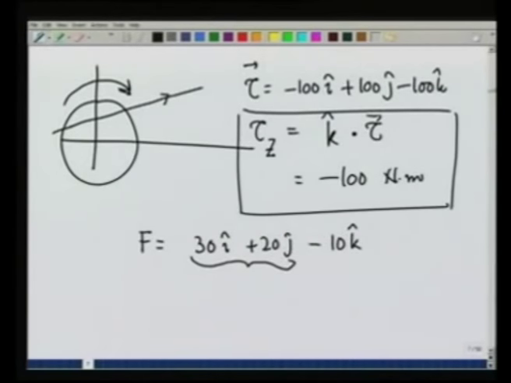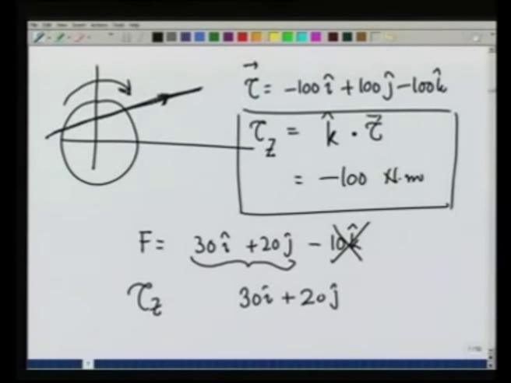So, it is only these two components, or the force in the plane of x and y, that is going to be responsible for the rotation of the disk. And therefore, first thing we do is for tau about z, we ignore the component of the force along the z axis. It cannot apply any torque about the z axis. So, tau about z is going to be given rise to by 30 i plus 20 j.